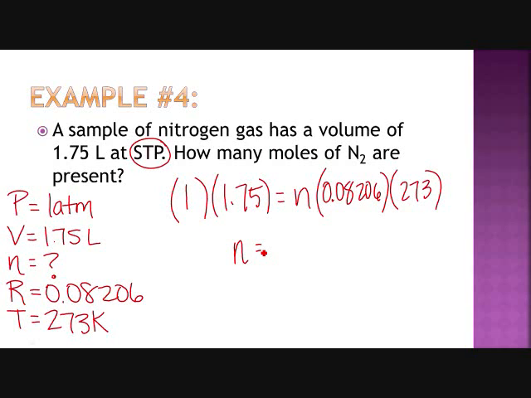And again, STP values are like absolute values. So we're not going to use the 1 atm or the 0 degrees Celsius or the 273 to worry about rounding. We would look back at the 1.75 to round to 3 sig figs. So I got 0.0781. Is that what you got too? Or close to it?